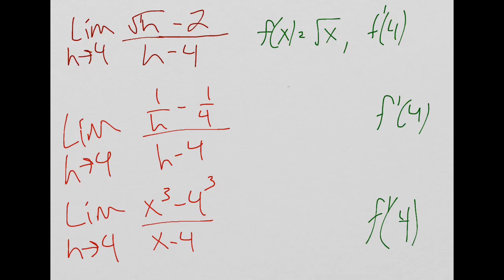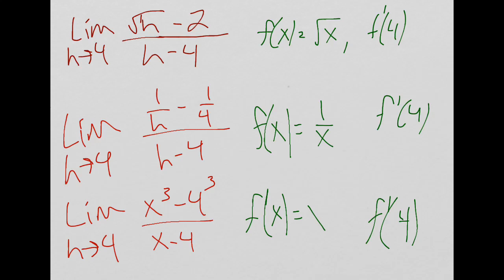Alright, let's see if you got it right. Here, f of x is equal to 1 over x. And then here, f of x is equal to x. Oh, whoops. Let's see, I'll keep consistent. Erase. Hopefully you see my error. Those should be h's. Here, f of x is equal to x cubed.